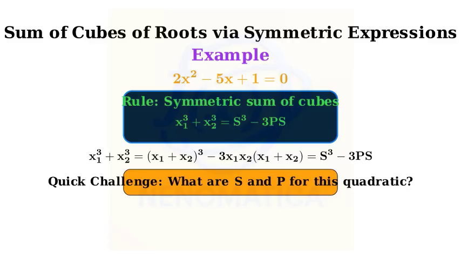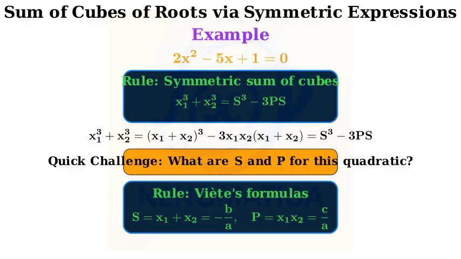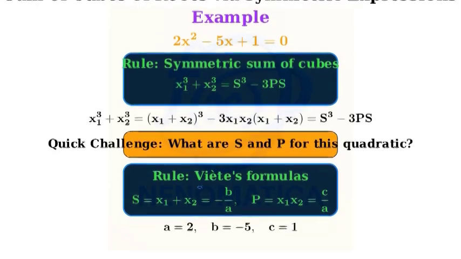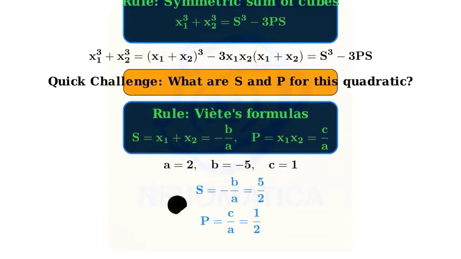Step 2. We compute the sum and product of the roots using Vieta's relationships. For ax squared plus bx plus c equals 0, the sum is negative b over a, and the product is c over a. Here a equals 2, b equals negative 5, and c equals 1, so S equals 5 over 2, and P equals 1 over 2. Step 3. Substitute the values of S and P into the symmetric rule and simplify.